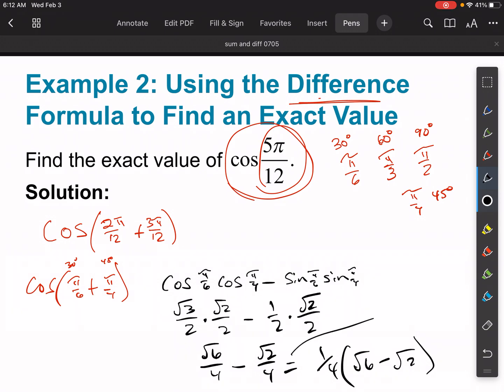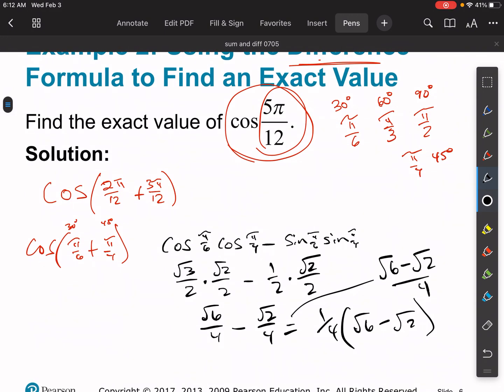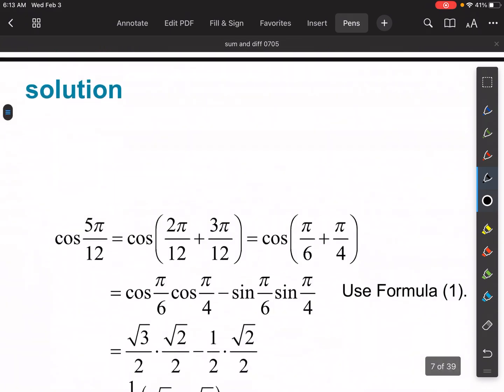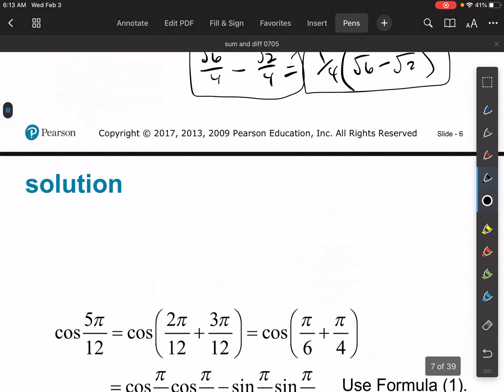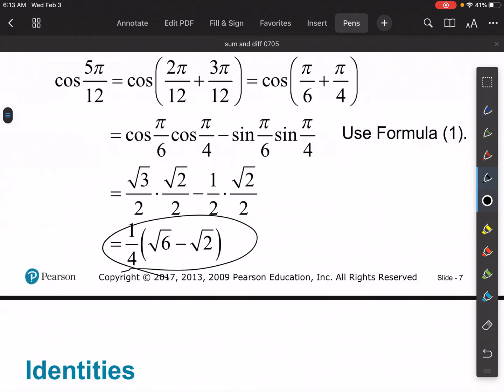Don't try to subtract these two things. The only other way that you could write this is the square root of 6 minus the square root of 2, all over 4. That's okay, but don't try to subtract these and say that this is the same thing as the square root of 4, because it is not. You have to have like terms. Any of these answers should work for the exact value of cosine of 5 pi over 12. They used the 1/4, so they might want it like this, but I don't think it matters that much.